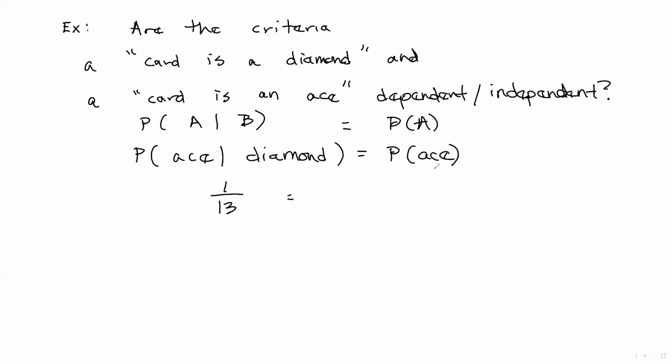Meanwhile, what's the probability of drawing an ace from the entire deck? There are 4 aces in the entire deck out of 52 total possible cards. Without the given that it's a diamond, we want to think about the whole deck. So on this side, we're thinking about aces just amongst diamonds. On this side, there's no given, so we're thinking about all the cards. If you reduce these, you get 1/13 equals 1/13. So check, these are independent, which is what our intuition told us.